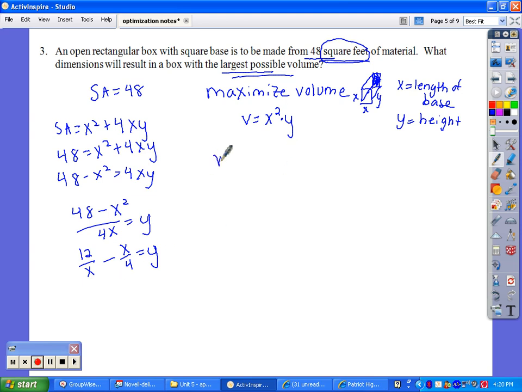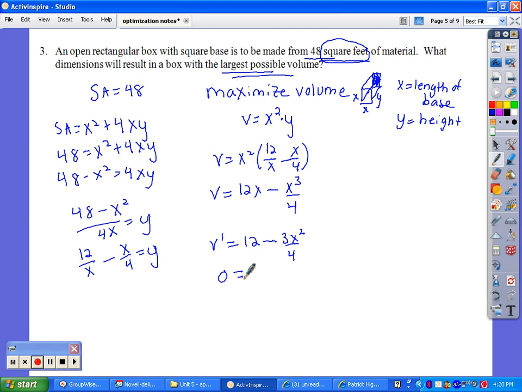And then we need to plug this into my volume formula. So I'm going to have V is equal to x squared times 12 over x minus x over 4. Again, I'm going to distribute, so I don't have to use product rule. So I have 12x minus x cubed over 4. Once you get that, this problem should be easy. We just take the derivative to find the critical point. So I have 12 minus 3x squared over 4. I'm going to set that equal to 0 to find my critical points.